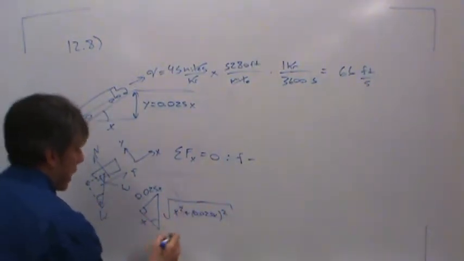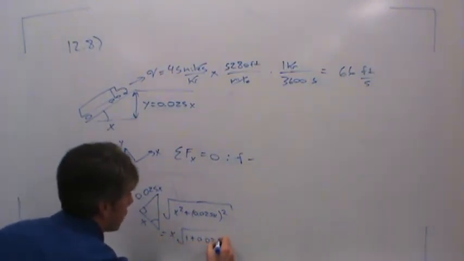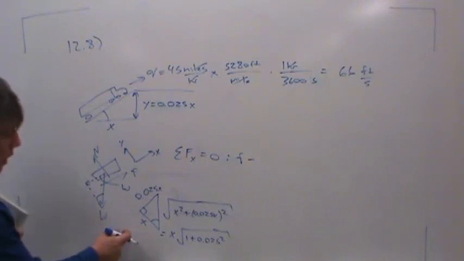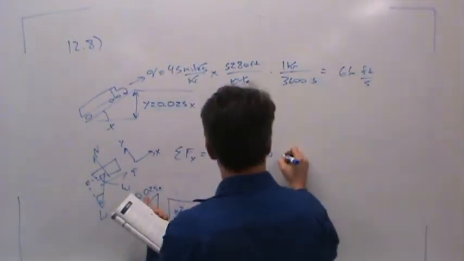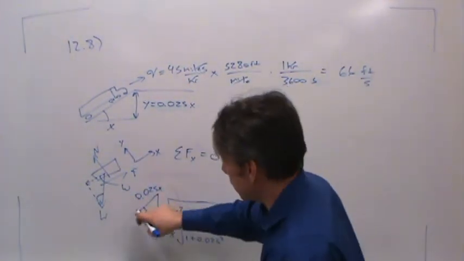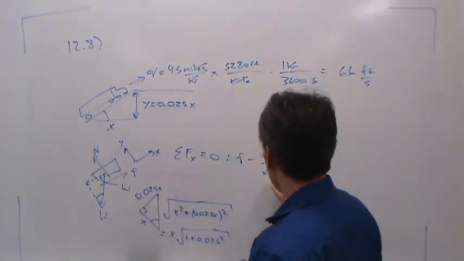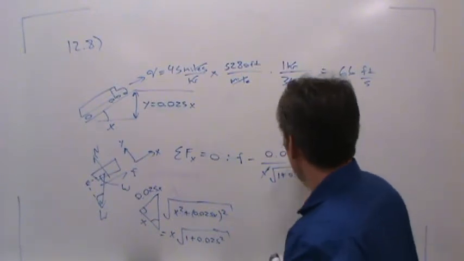So factoring the x out, this is x root 1 plus 0.025 squared. Make sense? Technically the 1 is squared, but for our purposes it doesn't really matter. Okay? So in other words, whatever I have on this side will be 0.025x, that's this component, divided by the hypotenuse, which is x root 1 plus 0.025 squared. X's go away as expected.